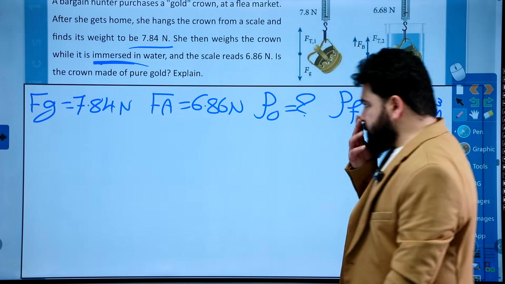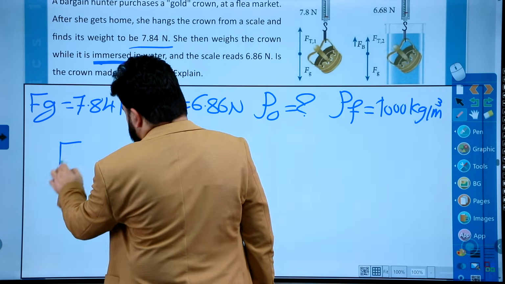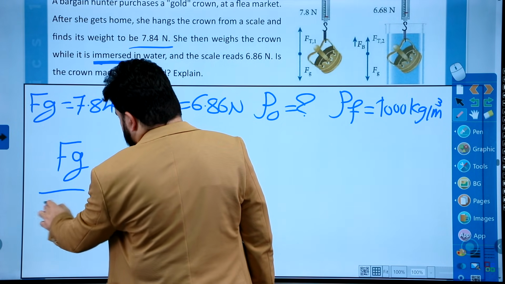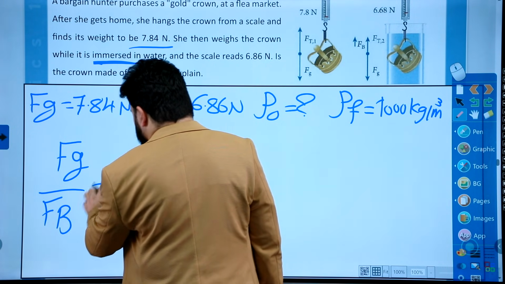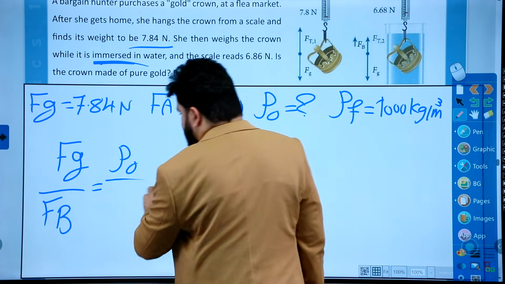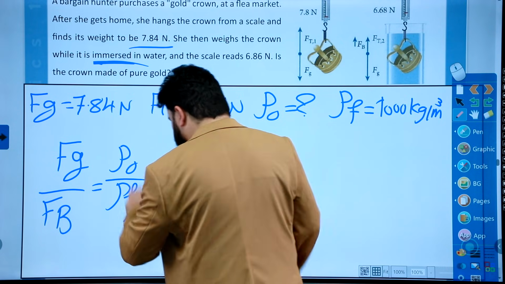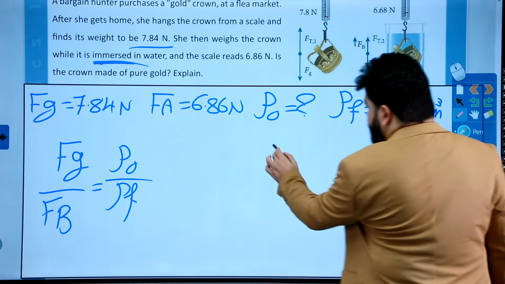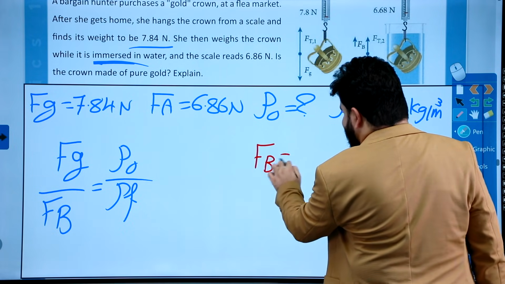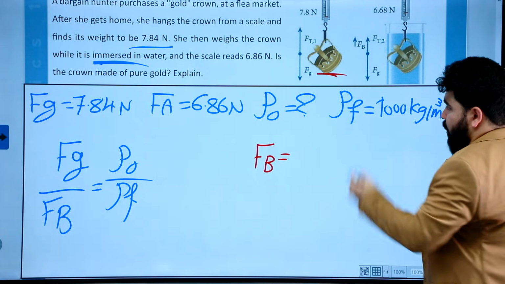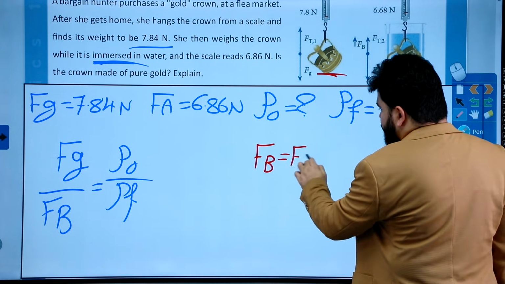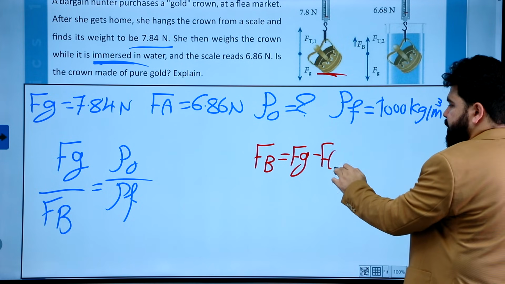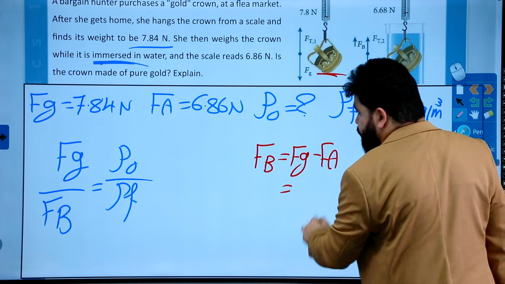Okay, let's find the density of the object. So we have Fg divided by Fb equals density of the object divided by density of the fluid. Now I don't have Fb. How do I find Fb? Because the object is sinking in the water. Gold, or this object, is denser than water. So Fg minus Fa. Okay, Fg is equal to what?